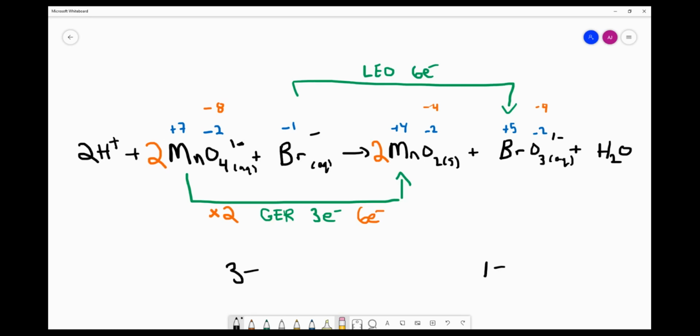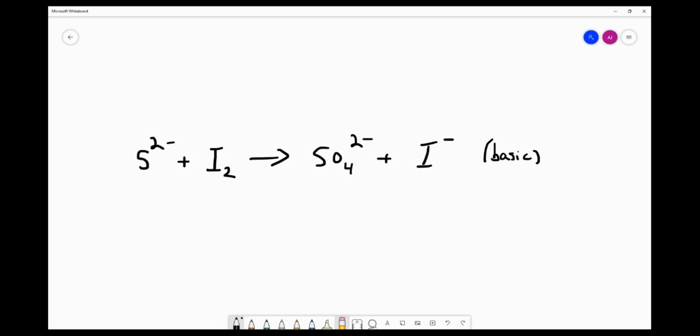Let's do one more example. In our second example here, we will look at a basic solution. So we know that we're going to involve the hydroxide ions to balance this out. Let's start as we did last time by assigning oxidation numbers to each element in the reaction. As in the previous example, my oxidation states are in blue.